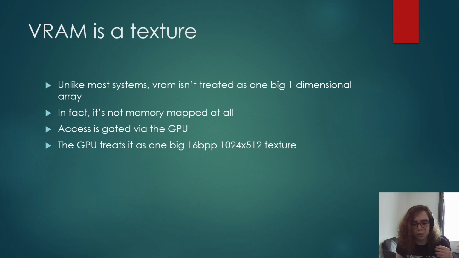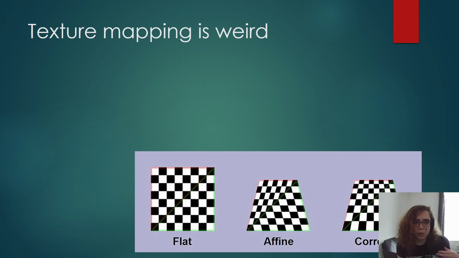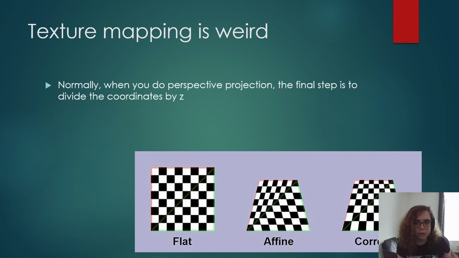And so when you specify the UV coordinates for a 3D model, to draw from a texture, you're having to specify the coordinates in this big texture, because again, they're just slices of it. Now, texture mapping with the PS1 is pretty weird. Normally, when you do perspective projection, the final step that you do for every pixel is you divide by the z coordinate. Now, this is kind of important, but the PS1 just decides we're not going to do that.